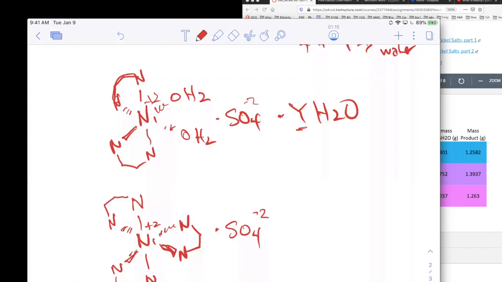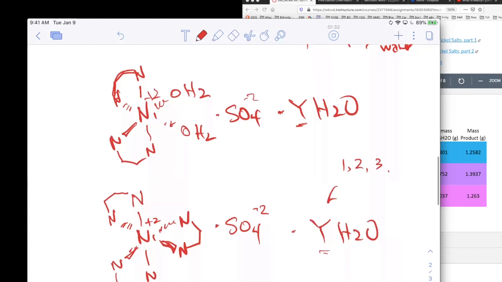And then this too also has hydrated water. And this hydrated water, Y is a number. Y is 1, 2, 3, or some whole number. That's why you do the analysis to calculate that. So what does the analysis?